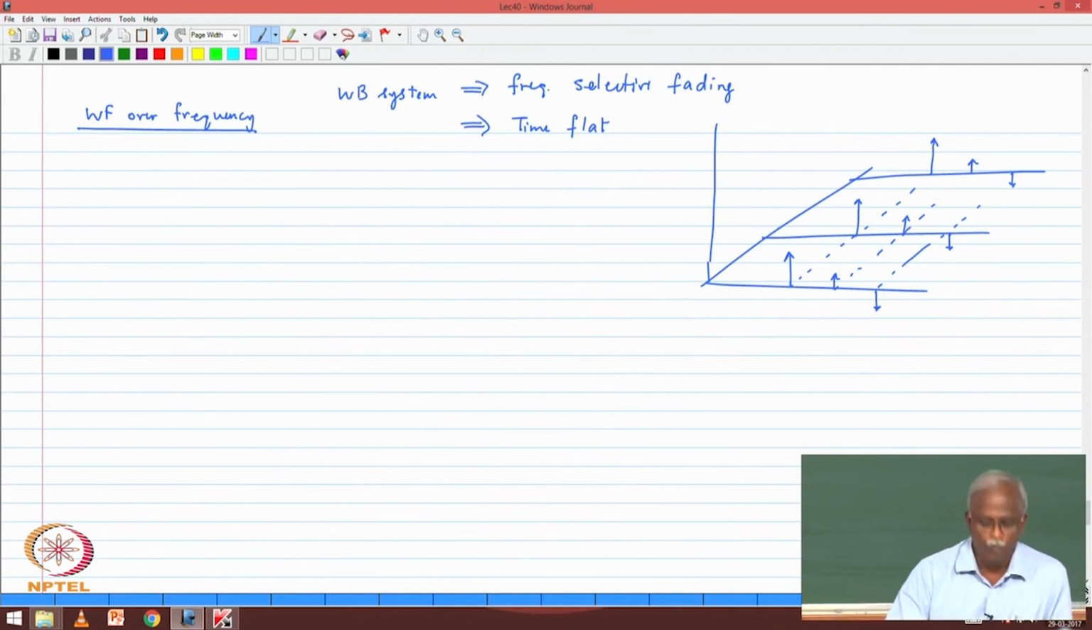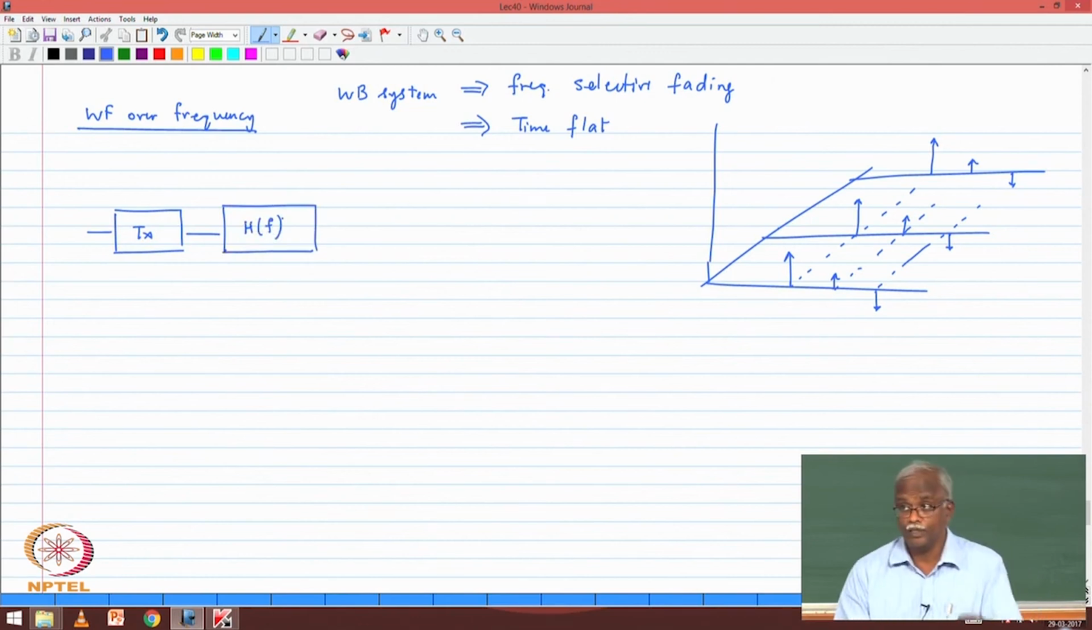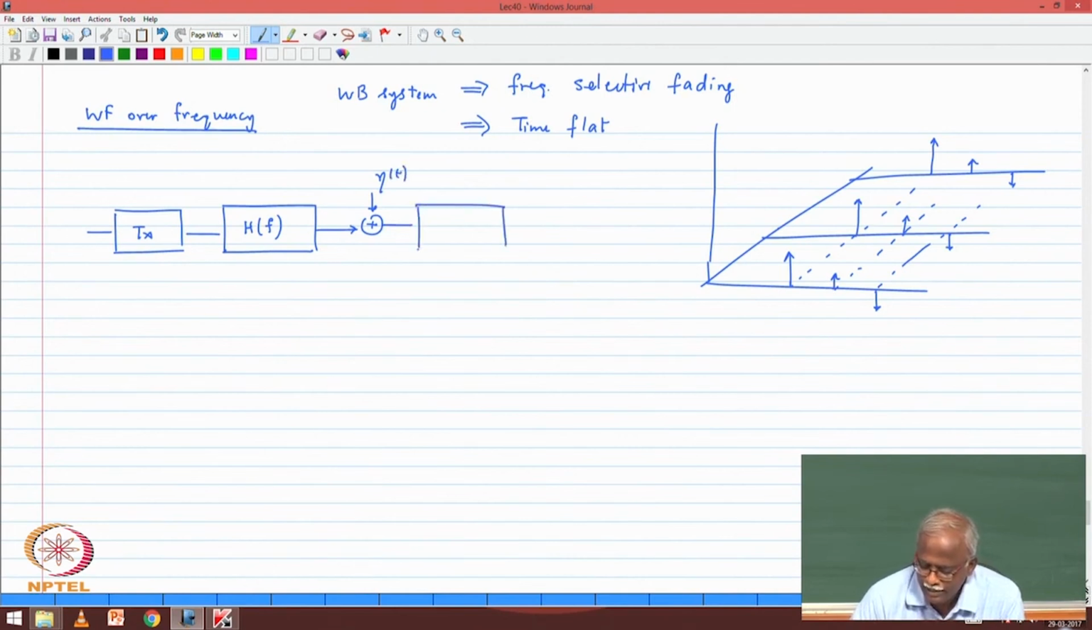Now how would you model such a channel? It is like saying I am taking my data Tx, it is passing through a wideband channel with a frequency response h of f. Keep in mind the h of f is no longer flat because there is frequency selective fading. Now to this I add noise eta, and then I have to design my receiver.